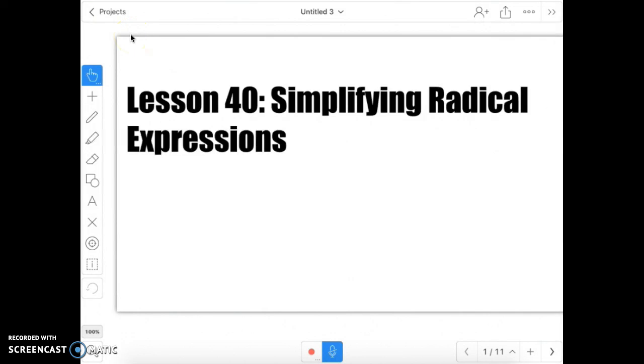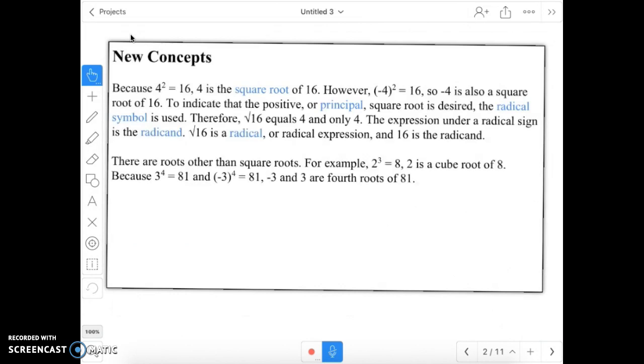In today's lesson, we're going to talk about simplifying radical expressions. Now, new concepts. Some of this will be review, but we will have some new concepts within here. Because 4 squared is 16, 4 is the square root of 16. However, we also have negative 4 squared is 16, so negative 4 is also a square root of 16.